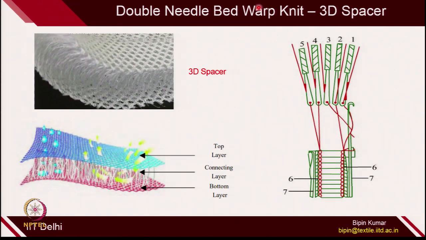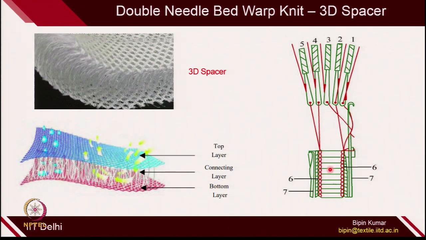The other important structure is the 3D spacer structure. Again, you are making 2 fabrics on 2 different beds, and there will be one connecting guide which is connecting both the fabric layers. There is a top layer and a bottom layer, and these are connecting layers, which is called spacer yarn. Here also, you see the 5 guide bars. 2 are making the front bed, 1 and 2 are making the back bed, and the third is the connecting one. So, it is similar to the pile one.